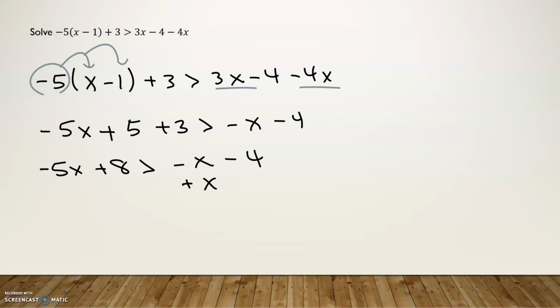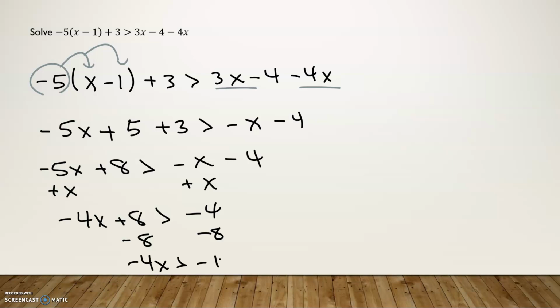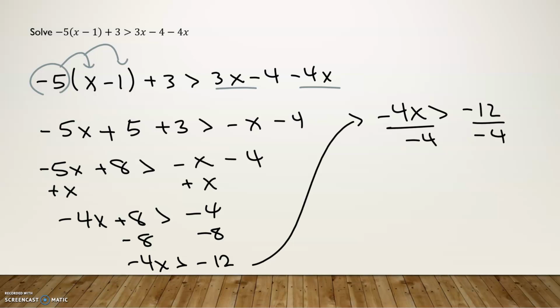Okay, I'm going to add x to both sides. So that will give me negative 4x plus 8 less than negative 4. I'm going to subtract 8 from both sides. So I have negative 4x less than negative 12. I'm going to divide by a negative 4. So that means I need to flip my sign because I divided by a negative 4. Negative 12 divided by negative 4 gives me 3.